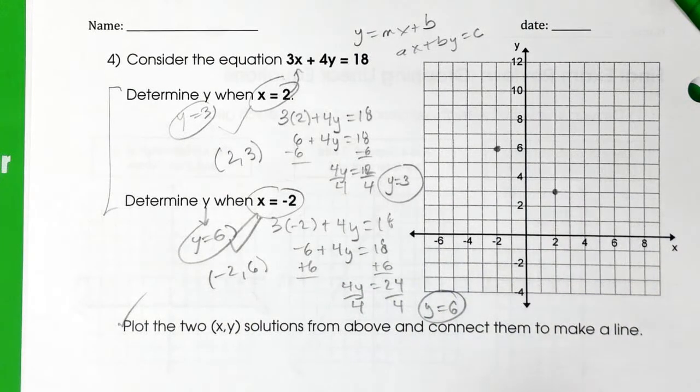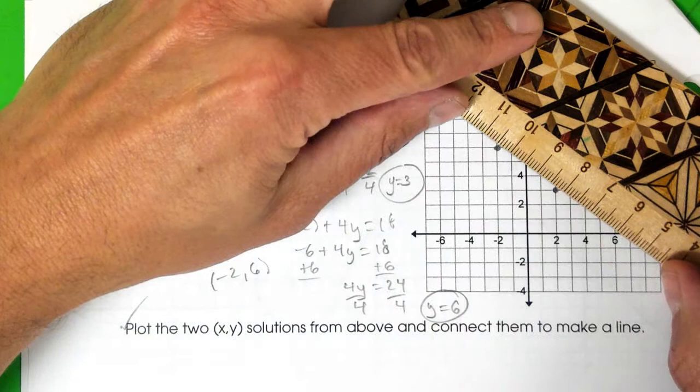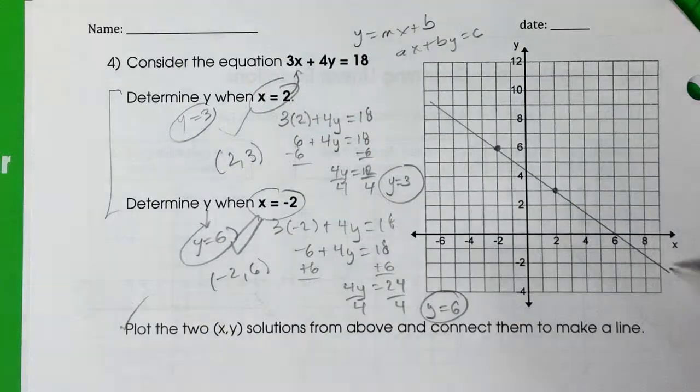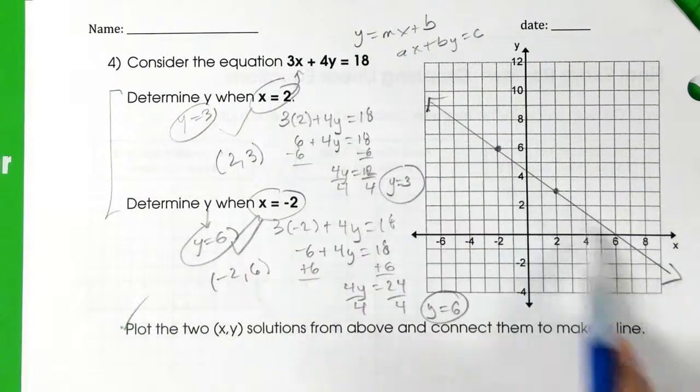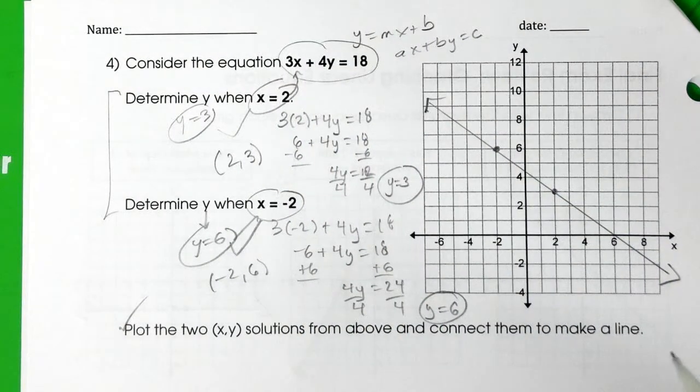Those 2 points can be connected to form the line. Now the line will show us all the solutions. This line shows us all the solutions to the equation 3x plus 4y equals 18.